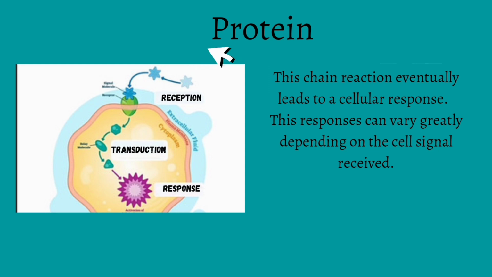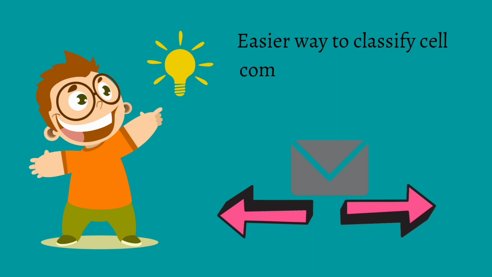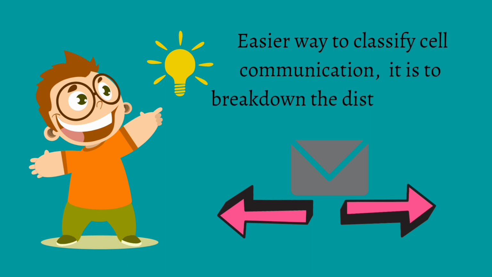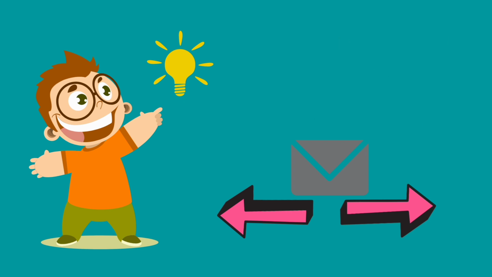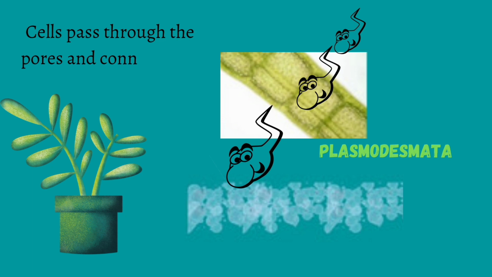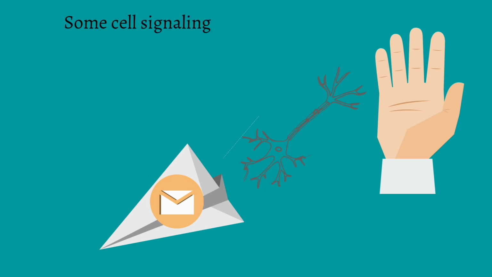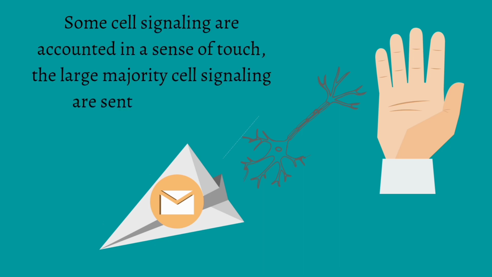In addition, there is an easier way to classify cell communication. It is to break down the distance the signal has to travel. For example, in a plant cell, chemical messages go through pores like plasmodesmata that connect two or more cells together. While some cell signaling is accounted for by a sense of touch, the large majority of cell signaling is sent via chemical messengers.